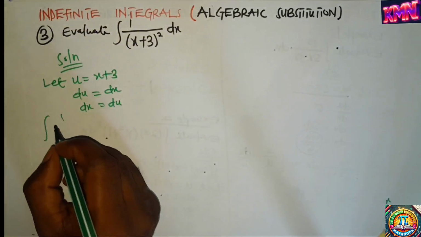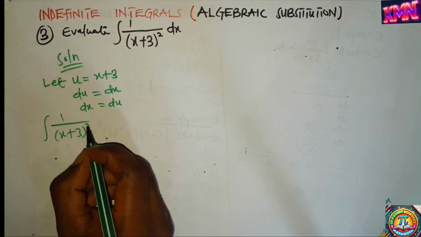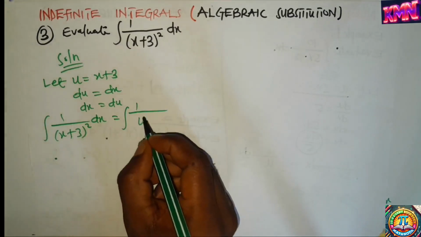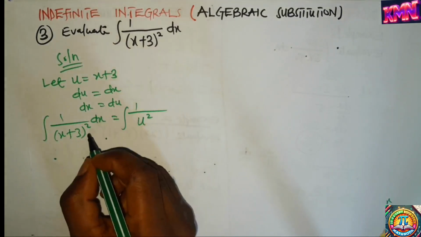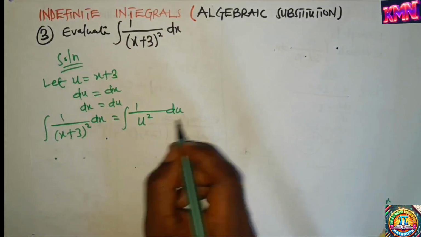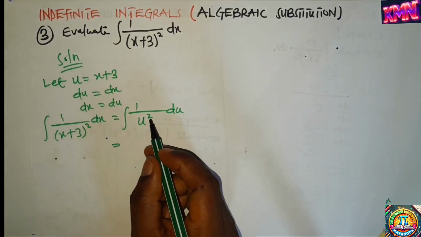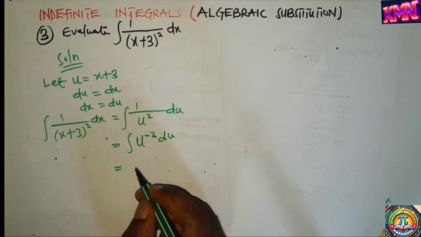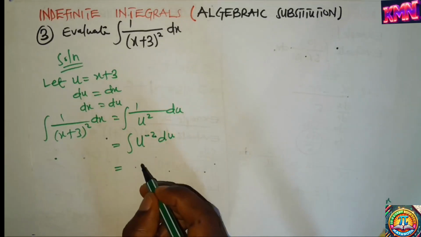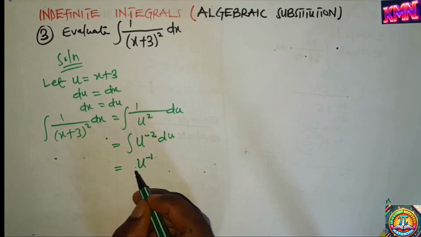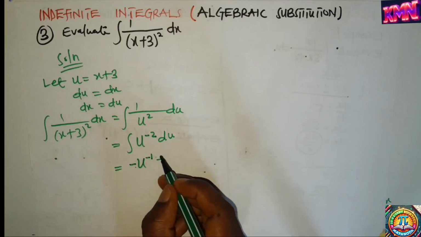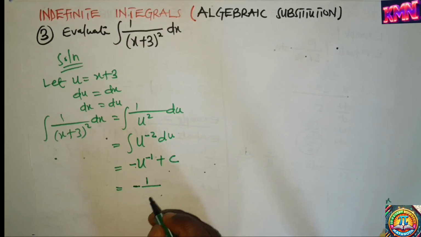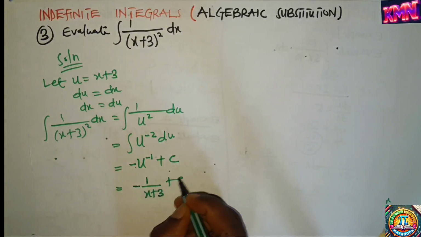We know that our integral of 1 on x plus 3 squared dx becomes the integral of 1 on u squared, and then our dx is now du. Everything is now in terms of u. This one has a power over here, so we need to rewrite it well: u to the power negative 2 du. Integrating this, we add 1 to the power, and that will give us u to the power negative 1 divided by negative 1, which is negative 1 on u, plus c. Since u was x plus 3, this is negative 1 on x plus 3 plus c, and that's the answer.